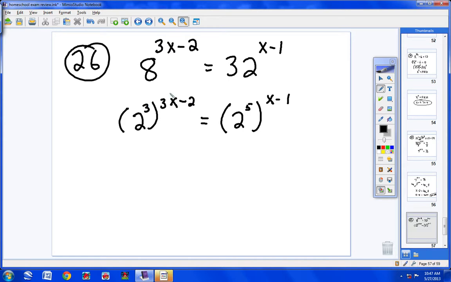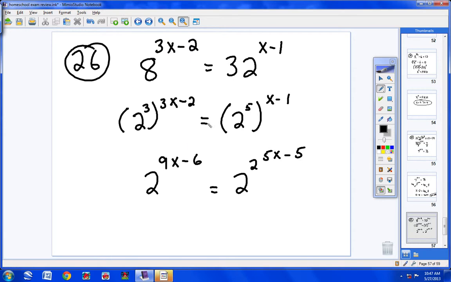When you multiply 3, it goes to both of them. 3 times 3x and 3 times negative 2. So now I have 2 to the 9x minus 6. And over here, Matthew, I would have 2 to the 5x minus 5. Does everybody see where these numbers are coming from?